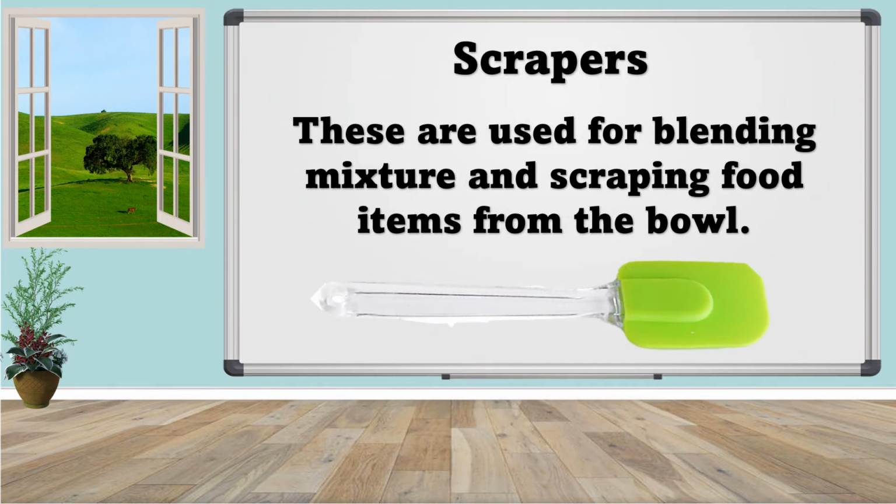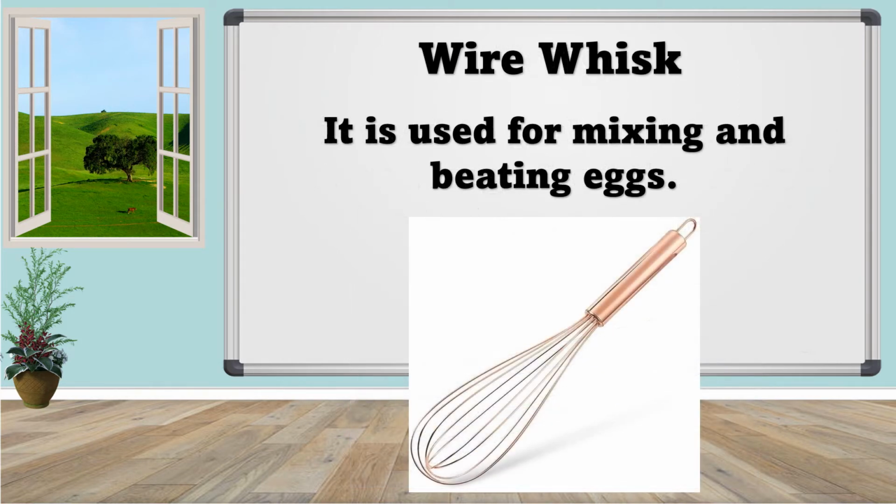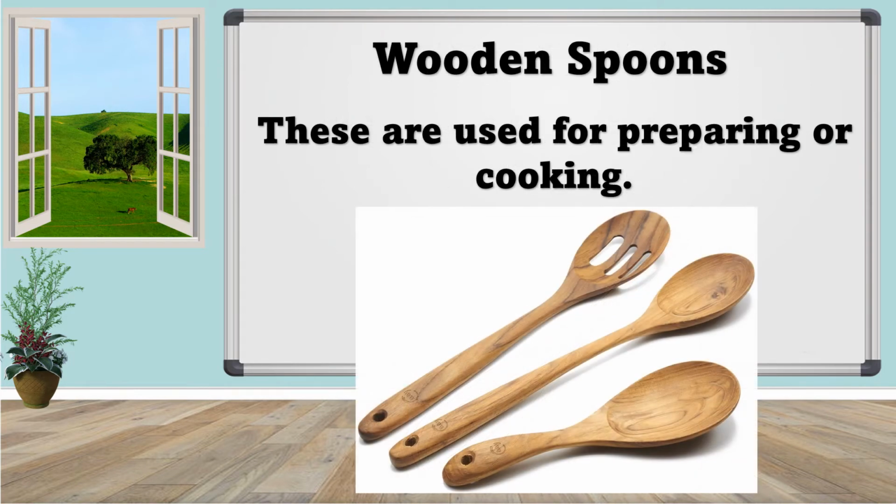Scrapers are made from rubber and are used for blending mixture and scraping food items from the bowl. Tong is made of metal and used to grab and transfer hot and large food items from the hot pot to a plate. Wire whisk is made of metal wire. It is used for mixing and beating eggs. Wooden spoons are used for preparing or cooking. This is best recommended to be used to avoid scratching the Teflon-coated pots or pans.